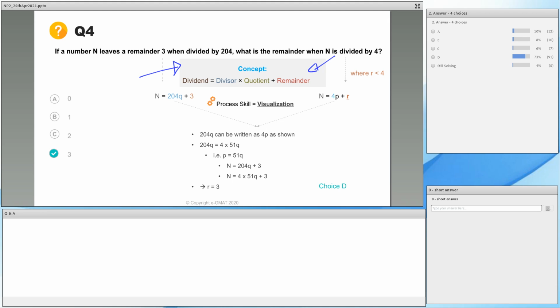It's very, very important. So what exactly is this equation? Dividend is basically what is being divided. Here, the number n, for example, is being divided by 204. So my dividend here is n. What is a divisor? What is it being divided by? What is that number that is doing the division? In this case, it is 204.